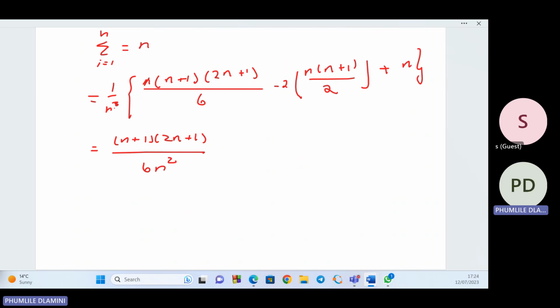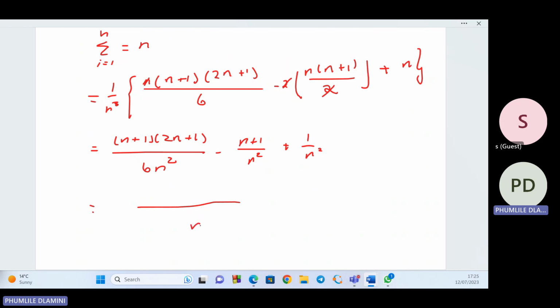The other n cancelled with this 1 over n cubed. Then minus, you will see that this one will cancel with this one here. When we multiply back with 1 over n cubed, it's going to cancel again. We're going to be left with (n plus 1) over n squared. Then plus, this n will cancel with one of those, and we're going to be left with 1 over n squared. So now, when we're left with 1 over n squared, we can simplify this.